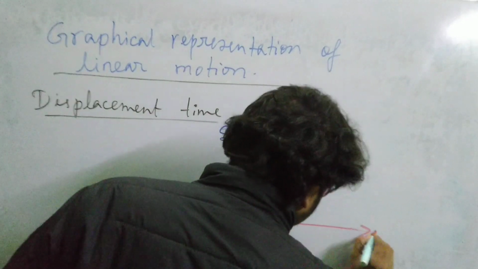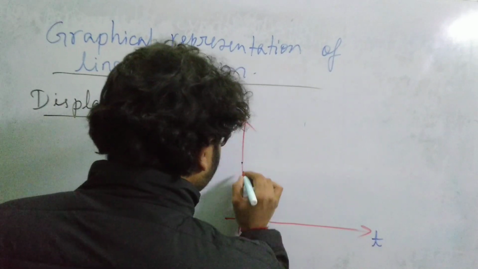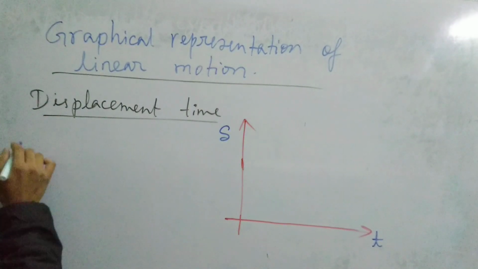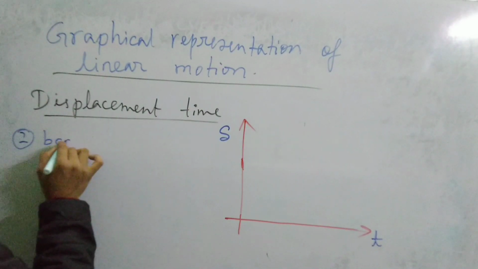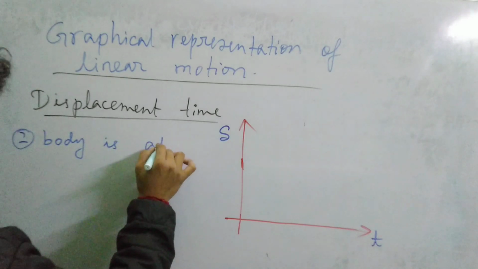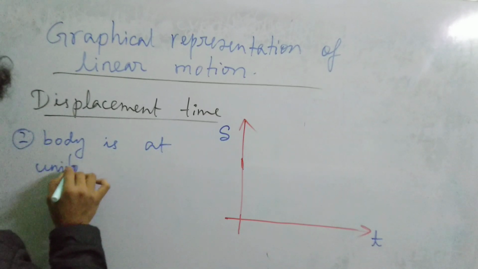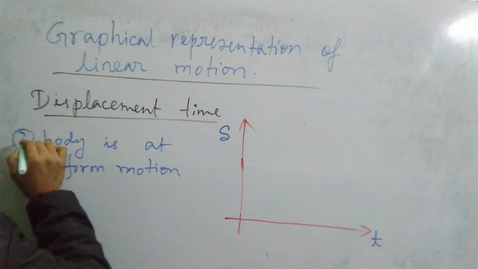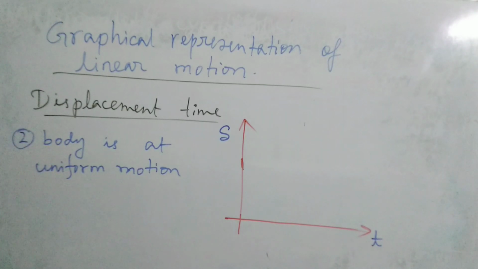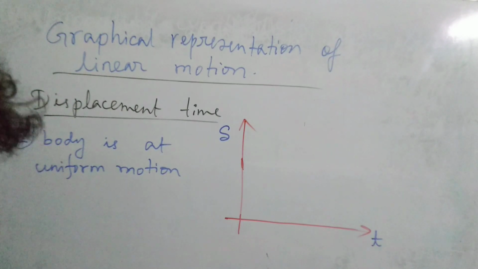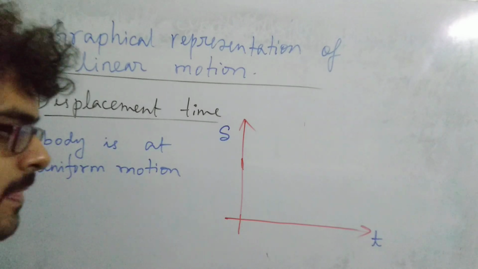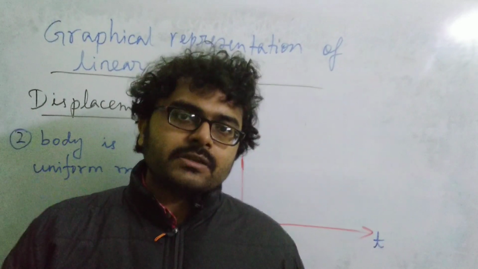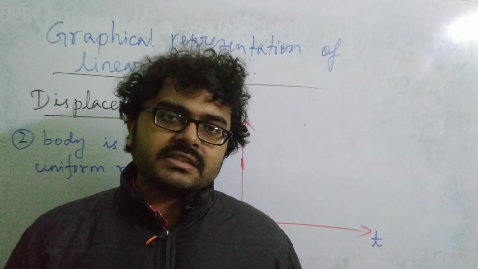So next, the second case that we are considering is that the body is in uniform motion. Now, what will be the nature of the graph when the body is in uniform motion? See, when the body is in uniform motion, as we have discussed in the previous class, it is covering equal distances in equal intervals of time, isn't it?